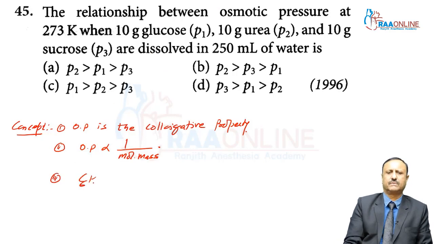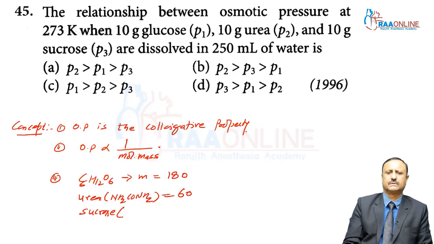Glucose, C6H12O6: you can get the molecular mass equal to 180. The second is urea, and what is the urea formula? My dear students, urea is NH2CONH2. The formula molecular mass is 60. Now, we can see sucrose, C12H22O11. Then you can get 342 molecular mass. Here glucose is P1, urea is P2, and sucrose is P3.